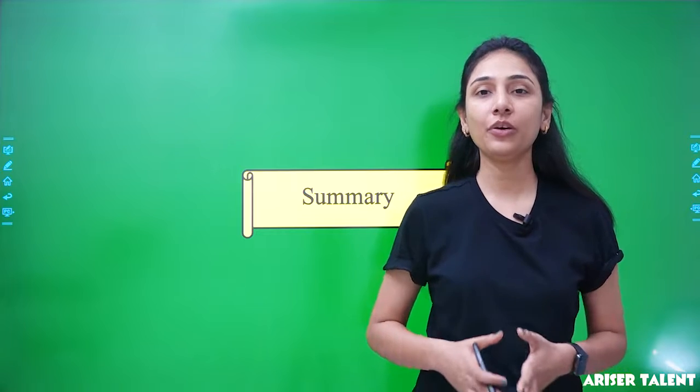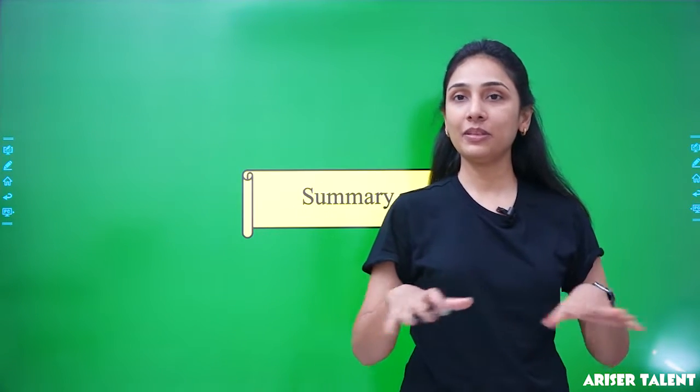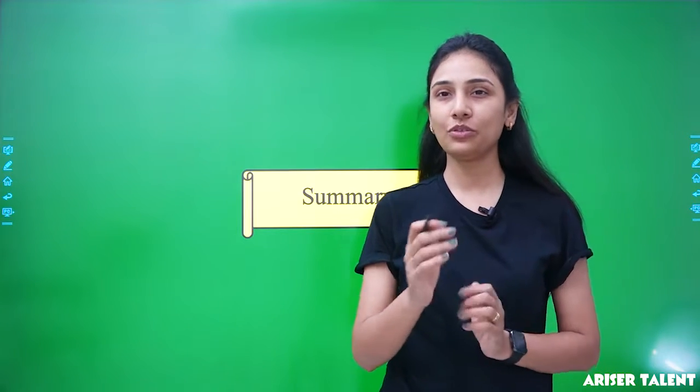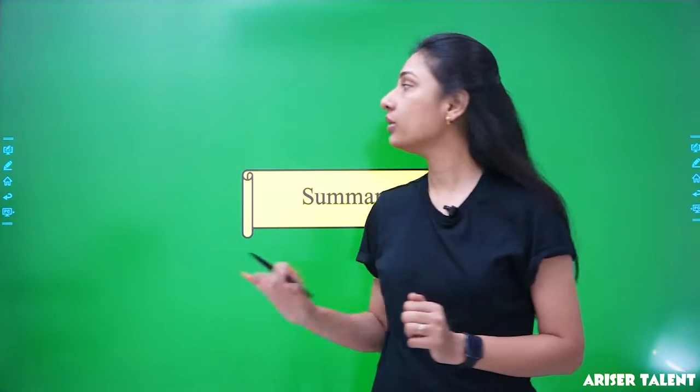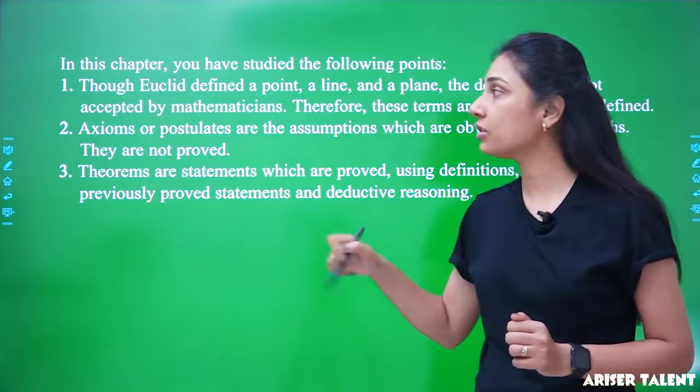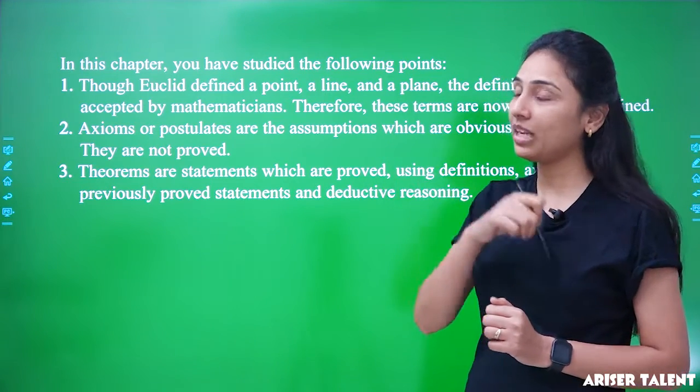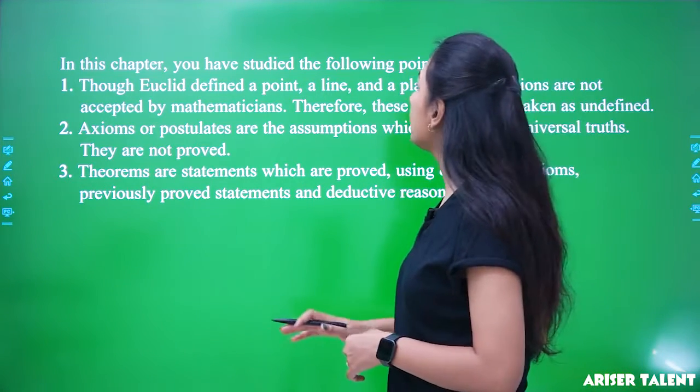Okay students, so we are going to summarize our chapter Euclid's Geometry in this complete lecture. We are going to revise it very quickly. So we are going to start with the first point, that what we have studied. In this chapter we have studied the following points.